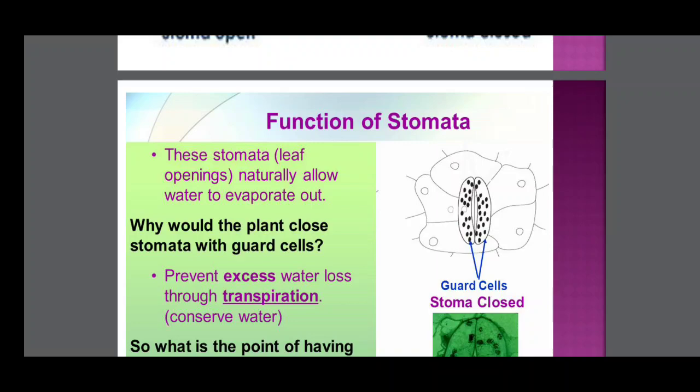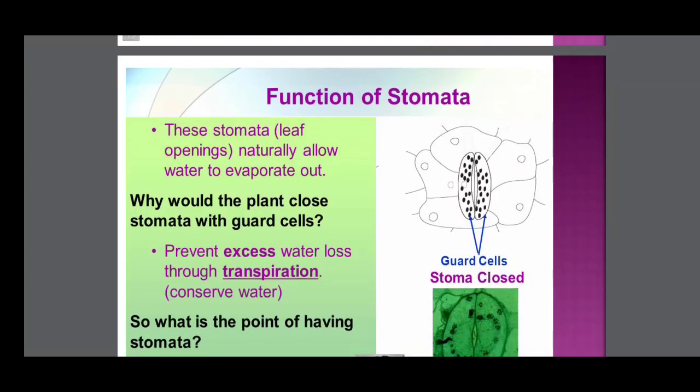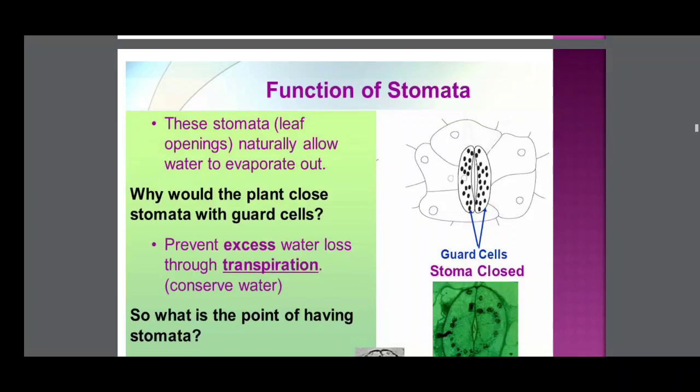The stomata naturally allow water to evaporate out. Why would the plant close stomata with guard cells? To prevent excess water loss through transpiration. If the plant has a lot of water, transpiration takes place through the stomata opening. If the water is very little in the plant, at that time the guard cells close and the stomata are closed to prevent the loss of water.